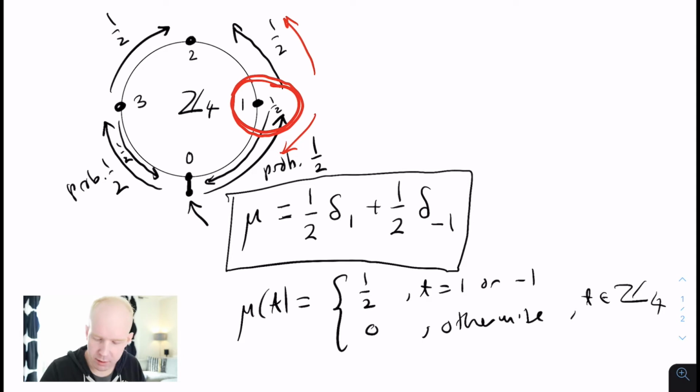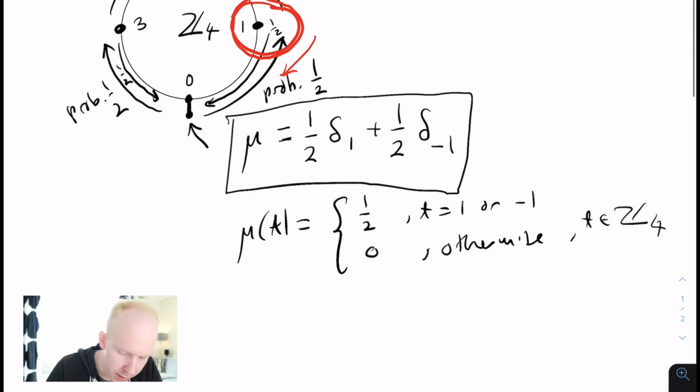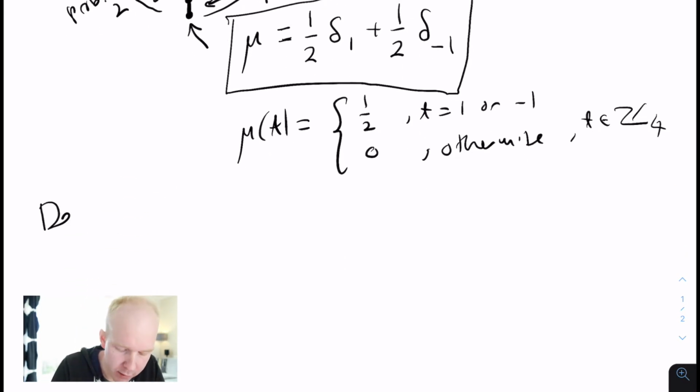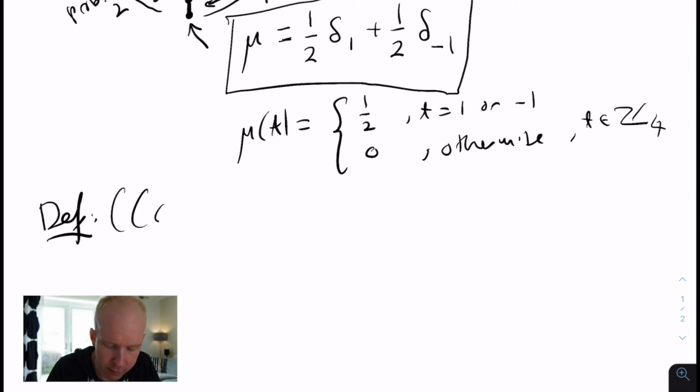So there will basically be a new distribution coming out of this process that you get by taking 2 steps, and that's called the convolution. So that's the convolution of adding this twice. So we define this now formally. I'll show you how this links into this. So this is called convolution.